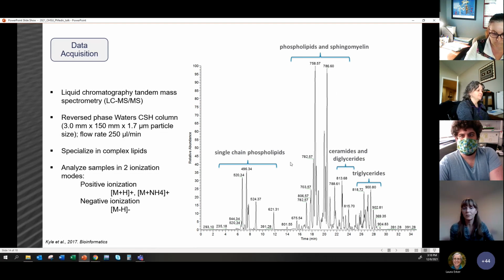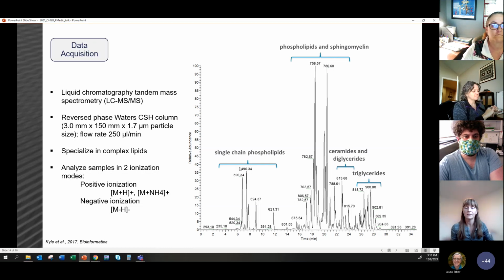And as you can see here, we detect a variety of different types of things, including phospholipids with 1 chain, 2 chains. We can get a variety of different types of sphingolipids, which are important for this particular study, such as sphingomyelins and ceramides, and also triglycerides.